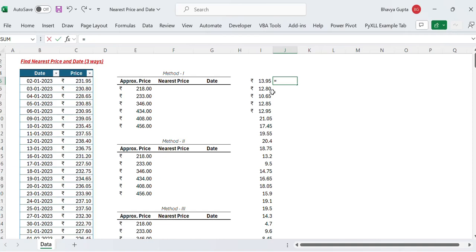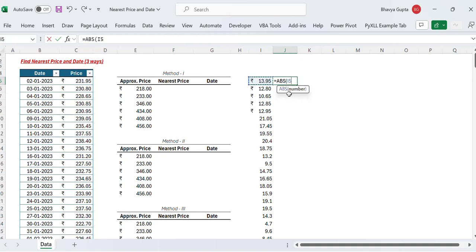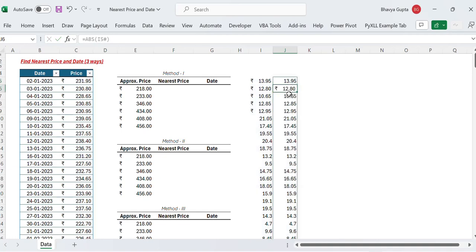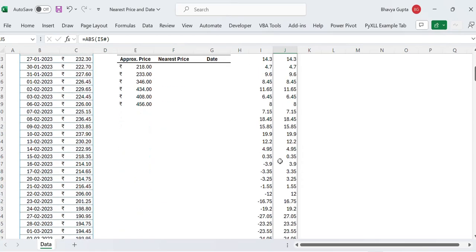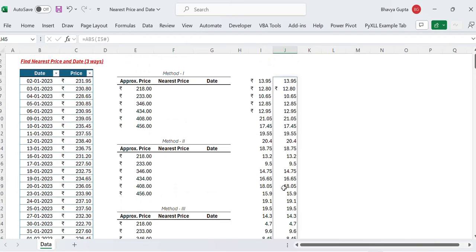So if we use that in Excel, equals ABS, ABS for absolute, its description says that it returns the absolute value of a number without its sign. And that is also what we are trying to achieve. So we will use this. And as our number input, we will select this array of differences, close the bracket, press enter, and we get this as a result. All the positive numbers are as they are, but the negative numbers are converted to positive numbers. This is what we are trying to achieve, that all the numbers have the same sign.